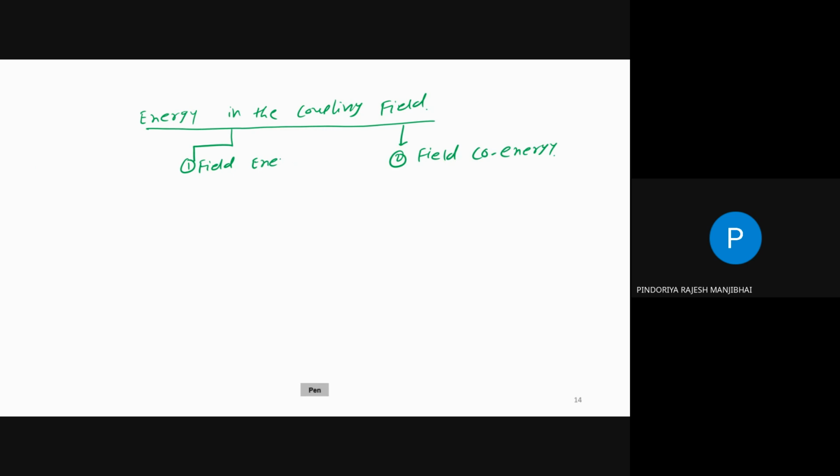Yes, any idea? Any student? What is the difference between the field energy and field co-energy? First one is energy and second one is co-energy. What is the difference between the energy and co-energy? Any idea? Any student? Yes, anybody? Any idea? Okay.